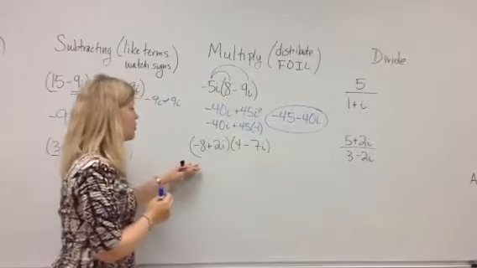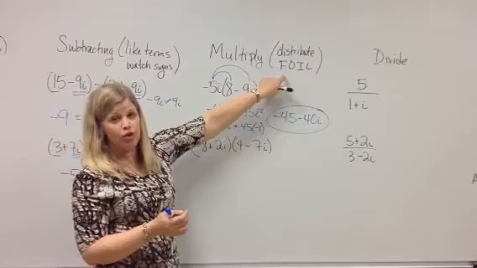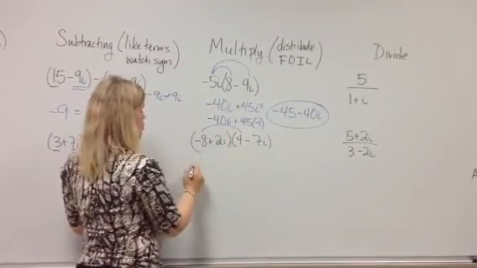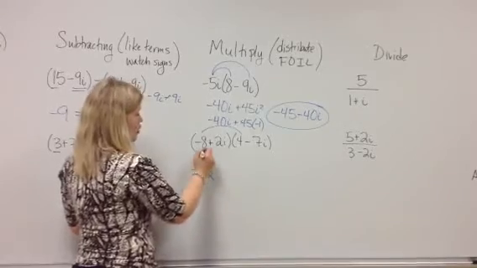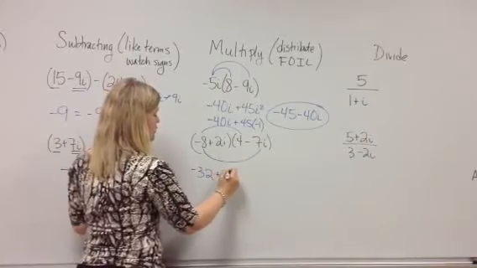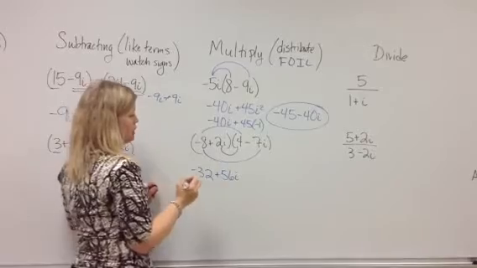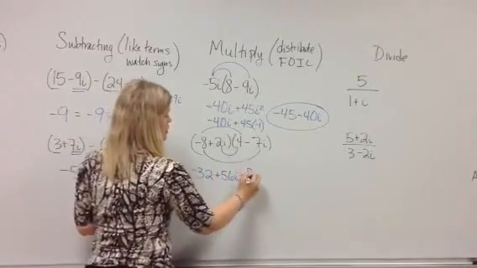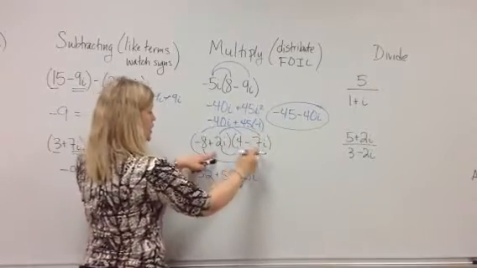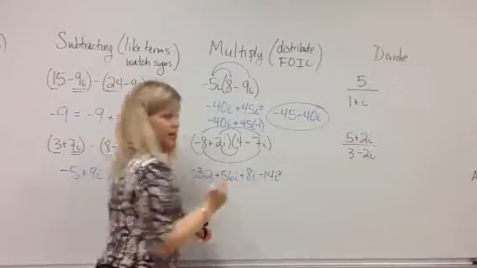Okay? Let's look at one that's a little bit more involved, because notice we have 2 binomials, so this is when we're going to FOIL. So your first terms, negative 8 times 4 is negative 32. Your outer terms, negative 8 times negative 7i is positive 56i. Inner terms, 2i times 4 is going to give you 8i. And then last terms, 2i times a negative 7i is negative 14, i times i is i squared.